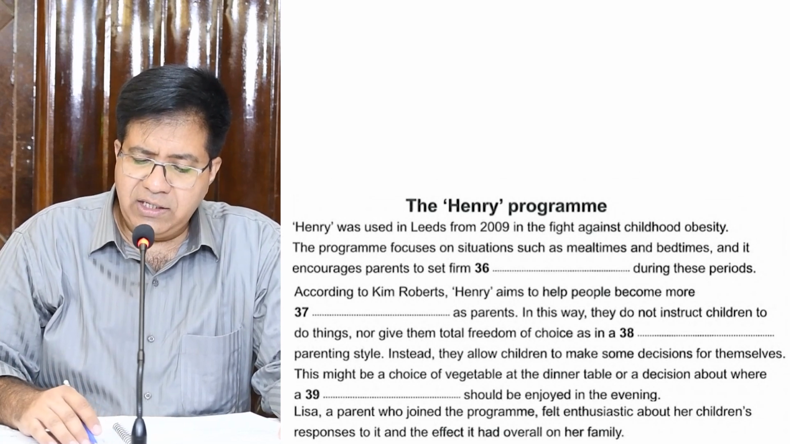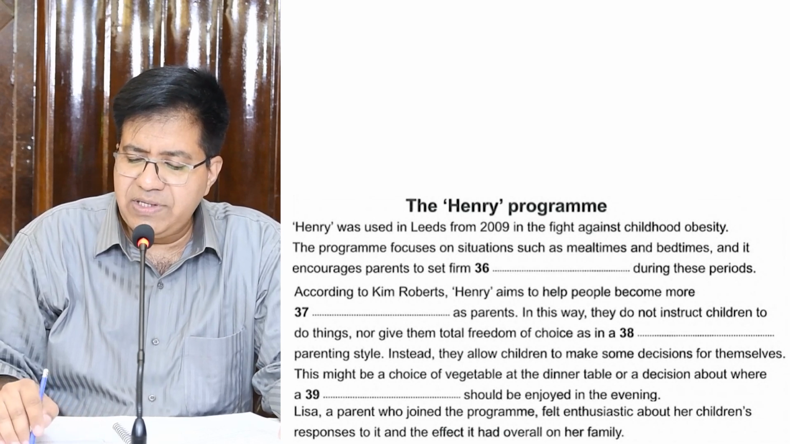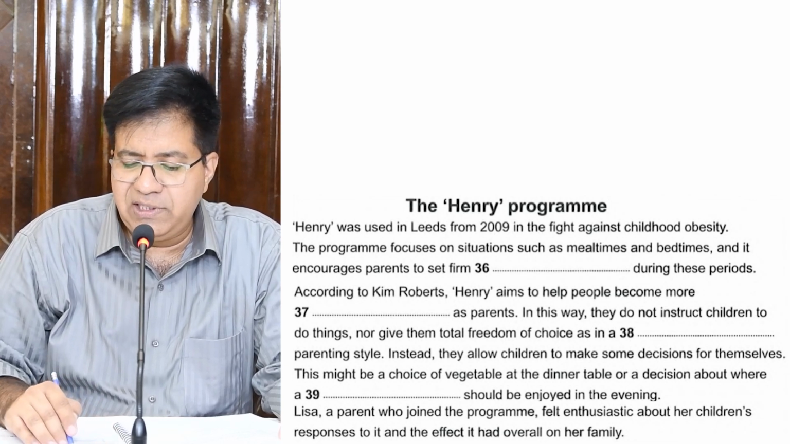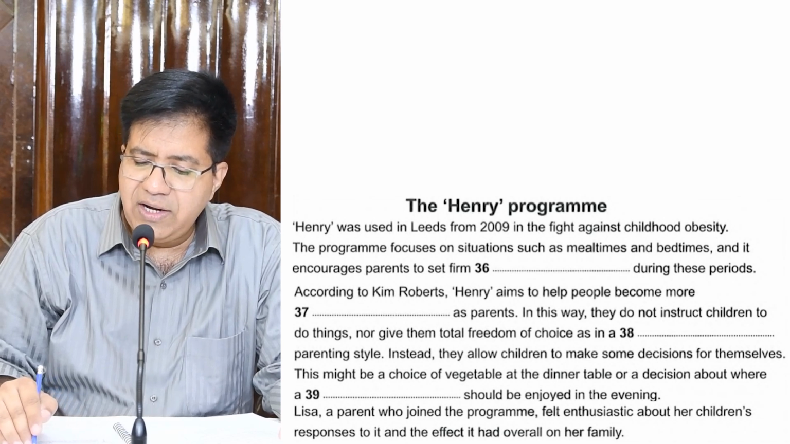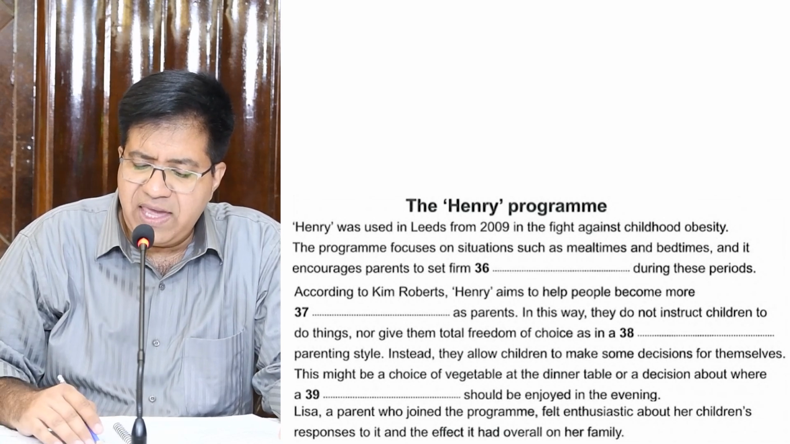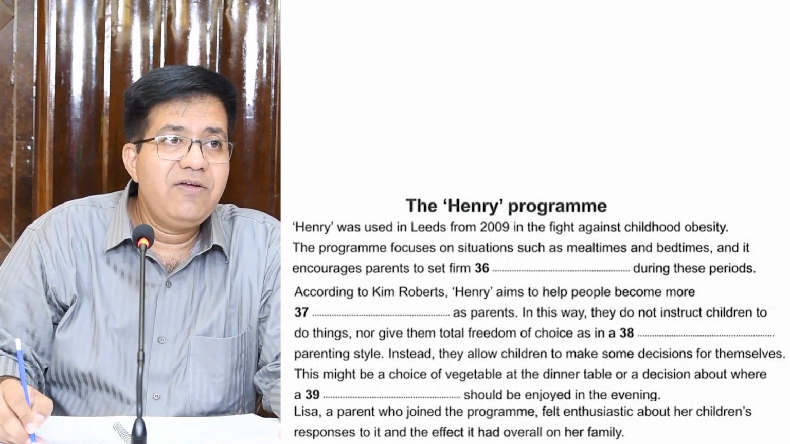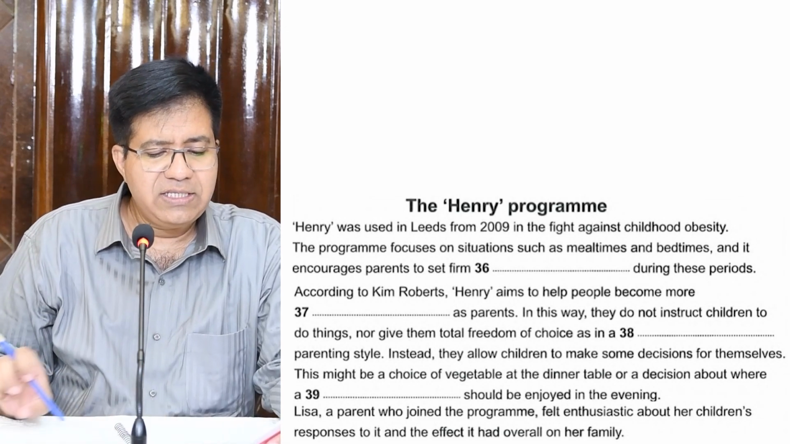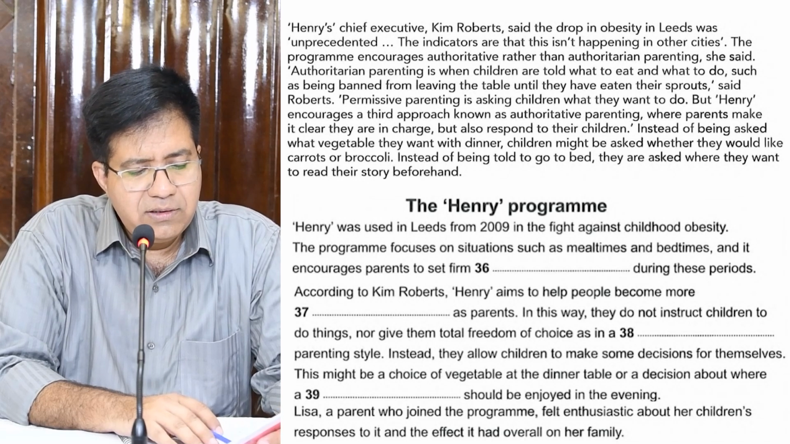Question number 39. Instead, they allow children to make some decisions for themselves. This might be a choice of vegetable. Now vegetable is your clue word. At the dinner table, or a decision about where a dash should be enjoyed in the evening. Where a dash should be enjoyed in the evening. One word only. Same paragraph. Can you see vegetable? Alright, which line?